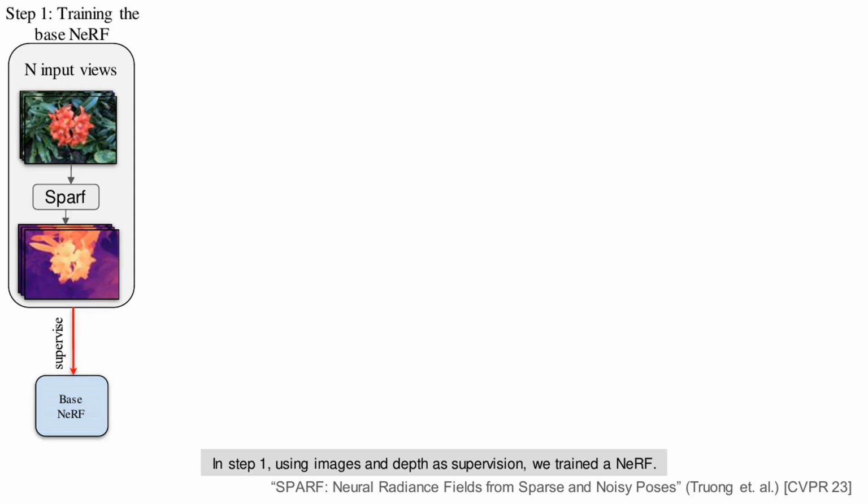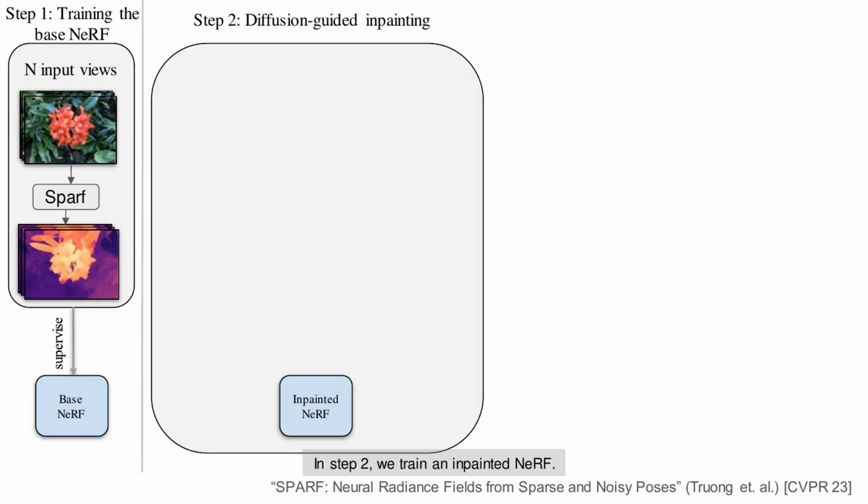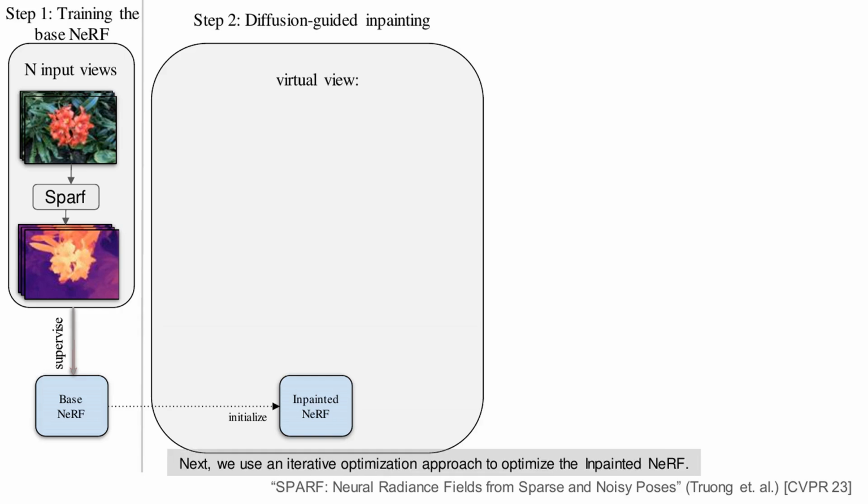In step 1, using images and depth as supervision, we trained a NeRF. In step 2, we train an in-painted NeRF. To do so, we initialize an in-painted NeRF with the weights from step 1. Next, we use an iterative optimization approach to optimize the in-painted NeRF.